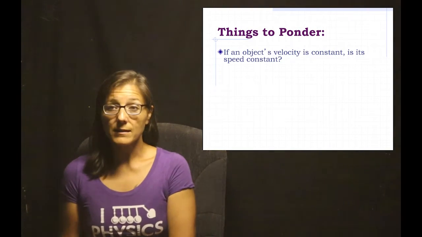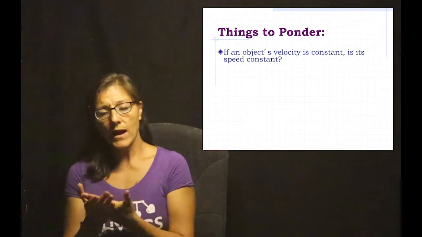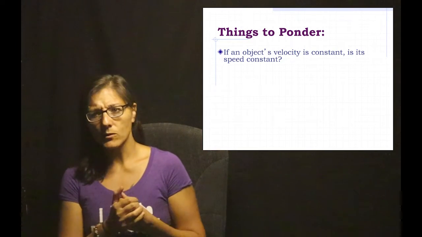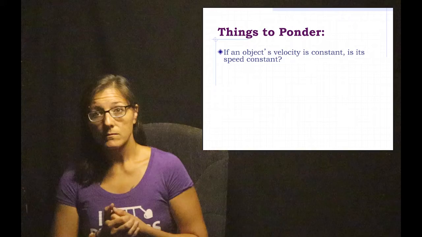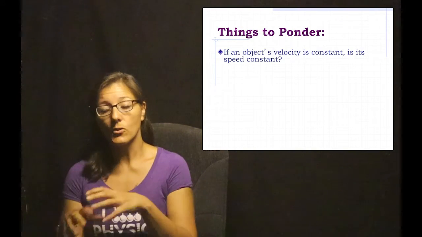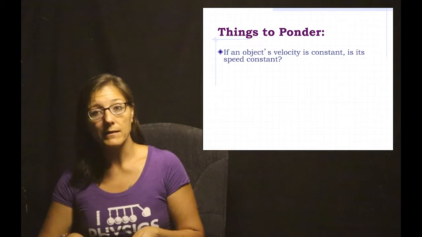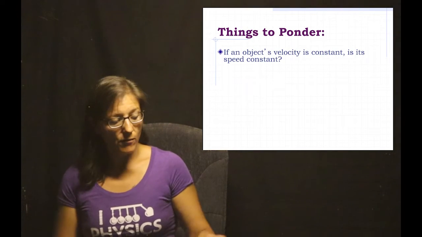If an object's velocity is constant, is its speed also constant? If you're going 5 miles per hour east, what's your speed? It's also 5 miles per hour, right? So if your velocity is constant, your speed is also constant. Velocity is basically speed with direction, right?